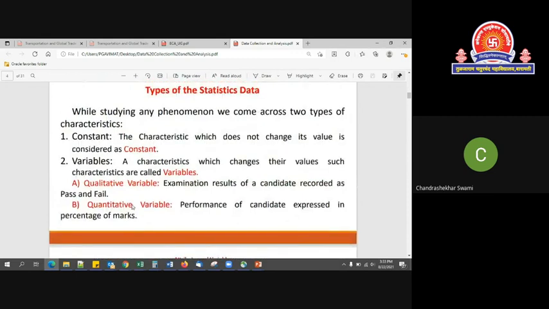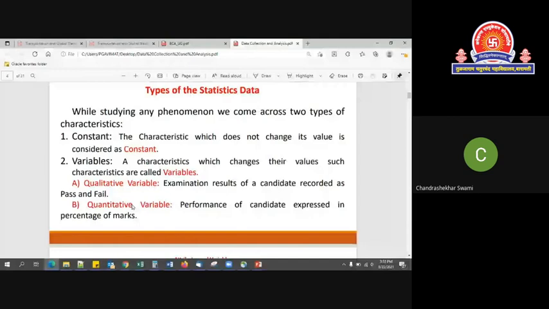While studying any phenomena, we come across two types of characteristics. Any phenomenon under study has two types of characteristics. One is constant characteristic and another is variable. A characteristic which does not change its value is considered as constant. For example, the height of a person after 20 years. As we know, the height of any person remains constant after some age.